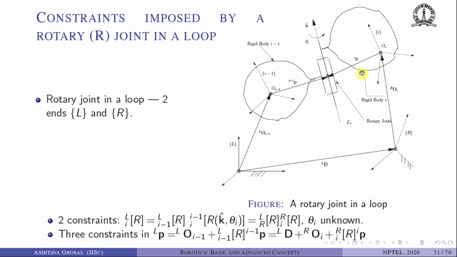Likewise, as in the first case, the rotation matrix of this ith rigid body can be related to the rotation matrix of the I minus 1th rigid body by simply post-multiplying L I minus 1 R with I minus 1 I R, again a rotation by k theta. So this is also a matrix equation, but with two constraints because theta I is unknown. So if the rotary joint is in a loop or just connecting two rigid bodies in space, we always get 5 constraint equations. Hence the rotary joint has 1 degree of freedom.